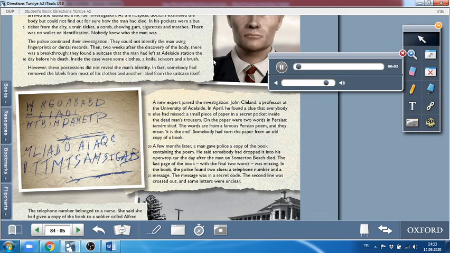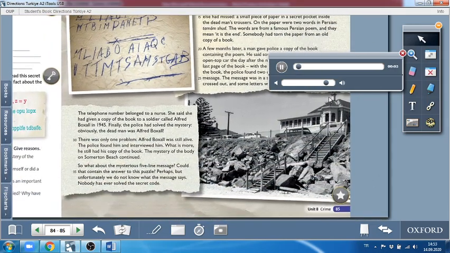In the book, the police found 2 clues, a telephone number and a message. The message was in a secret code. The second line was crossed out, and some letters were unclear. The telephone number belonged to a nurse. She said she had given a copy of the book to a soldier called Alfred Boxall in 1945. Finally, the police had solved the mystery. Obviously, the dead man was Alfred Boxall. There was only one problem. Alfred Boxall was still alive. The police found him and interviewed him. What is more, he still had his copy of the book. The mystery of the body on Somerton Beach continued.